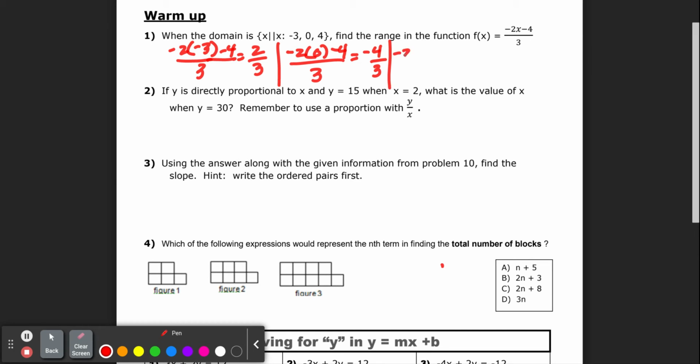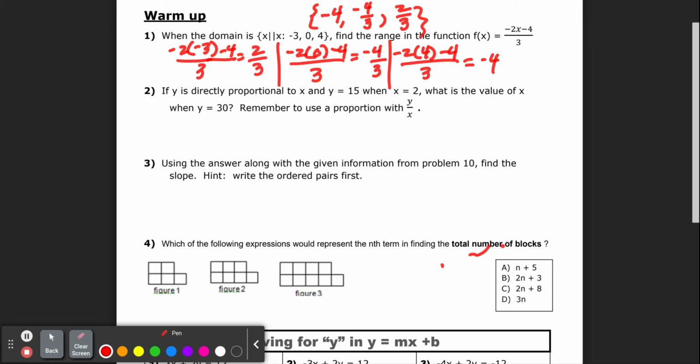And then we have -2 times 4 minus 4 all over 3. So that'll be -2 times 4 is -8, minus 4 is -12, divided by 3 is -4. So if we're going to write this in order from least to greatest, it's actually backwards. So we'd have to put -4, and then we have -4/3, and then we have 2/3.